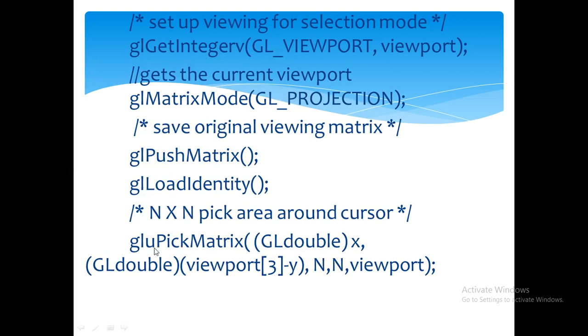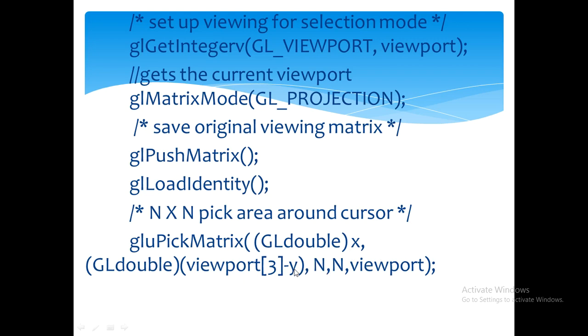That is how to set it. There is a GLU pick matrix API available. It takes GL X, that is minimum X, then minimum Y. This is minimum X, this is minimum Y. As I told, the viewport always has X left, Y bottom, meaning the bottom left corner is the X value, and then you want the Y value.